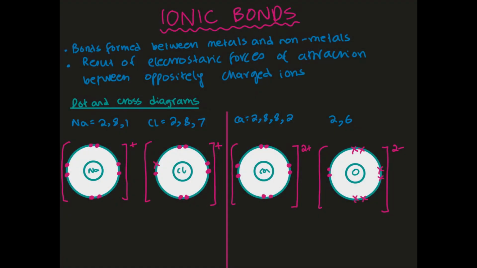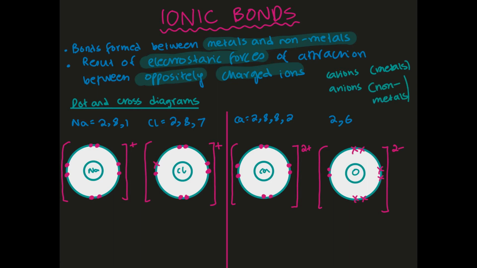Hi guys, today we're going to be discussing ionic bonds. So ionic bonds are going to be formed between metals and non-metals, and they're going to be a result of electrostatic forces of attraction between oppositely charged ions. So in this case, you're going to have cations and anions. So cations are usually formed by metals and anions are formed by non-metals.